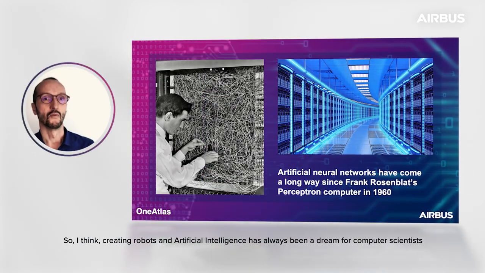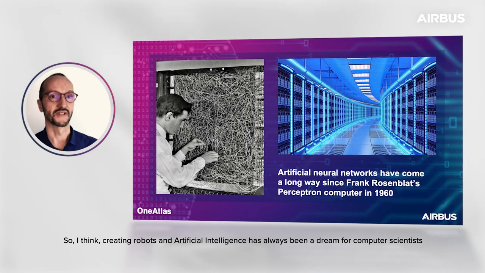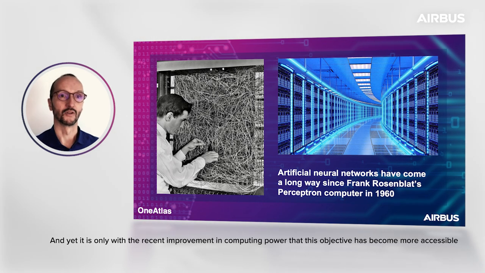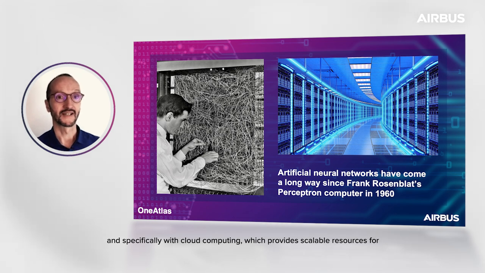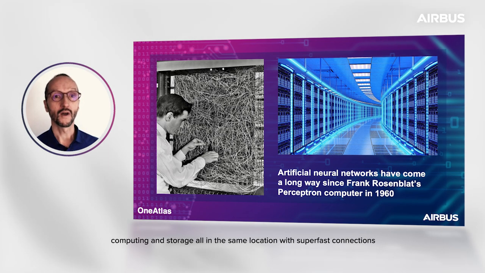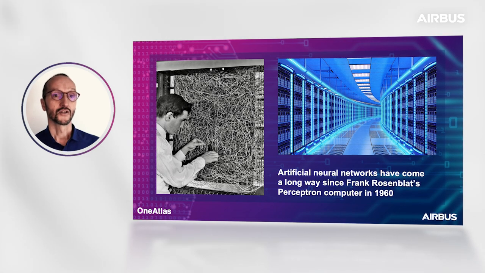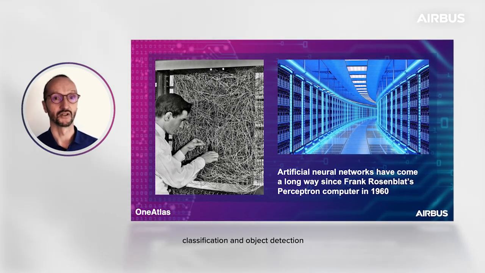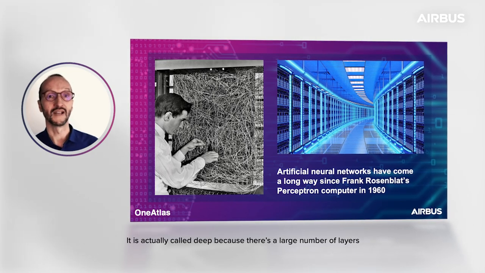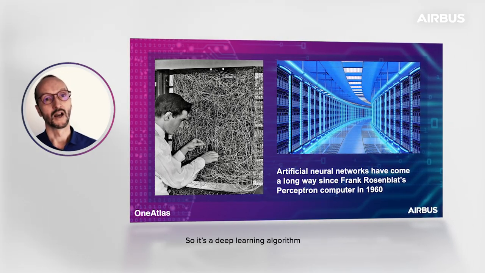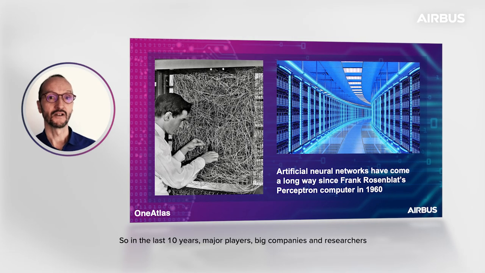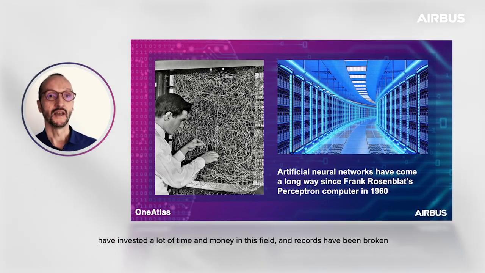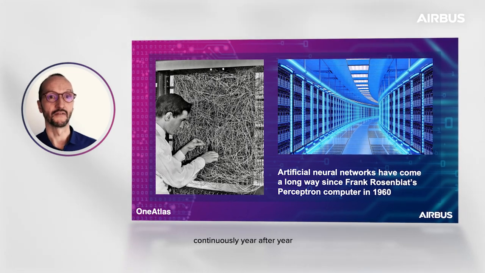So I think creating robots and artificial intelligence has always been a dream for computer scientists. Yet it is only with recent improvement in computing power that this objective has become more accessible. And specifically with cloud computing, which provides scalable resources for computing and storage, all in the same location with super fast connections. So in computer vision, we focus mostly on deep learning, which is the most effective technique for image classification and object detection. It's called deep because there is a large number of layers in the algorithm. In the last 10 years, major players, big companies and researchers have invested a lot of time and money in this field, and records have been broken continuously year after year.